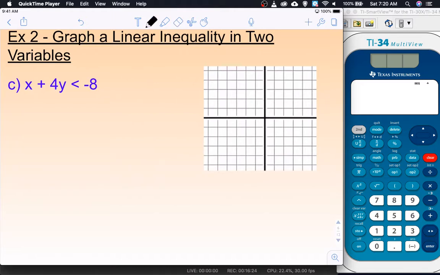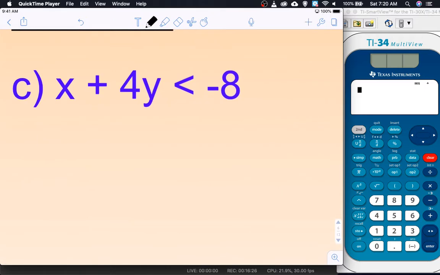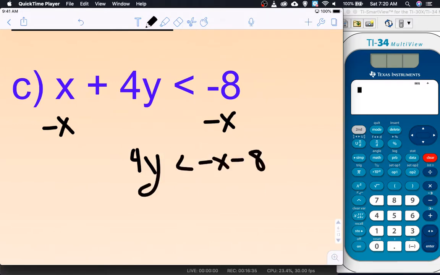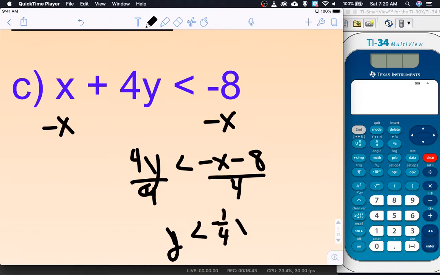All right, so let's see here. We would subtract x on both sides. 4y is less than negative x minus 8. Divide by 4 on both sides, and y is less than negative 1/4 x minus 2.